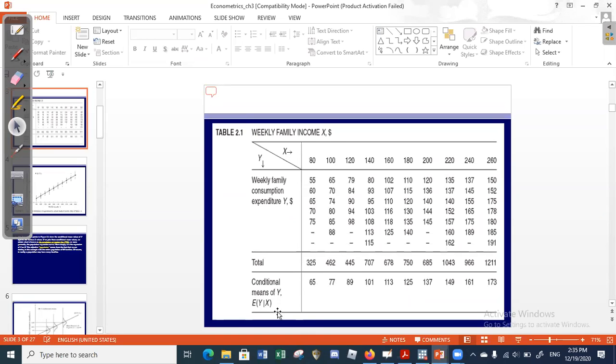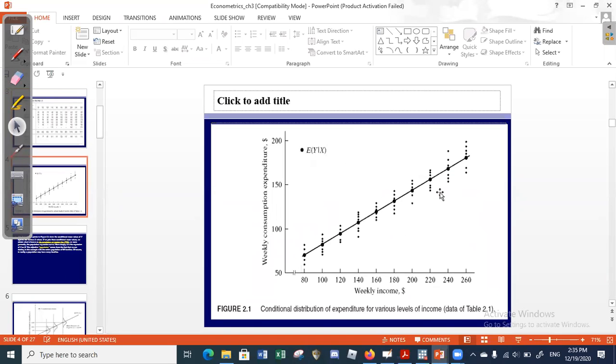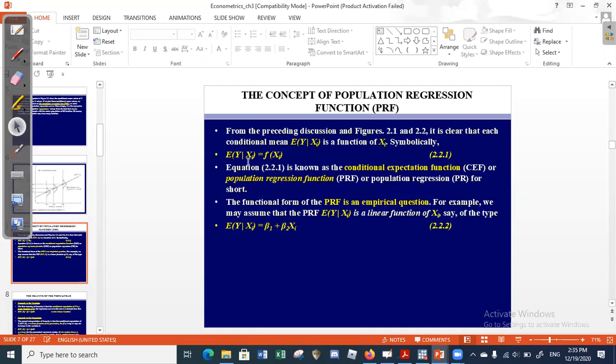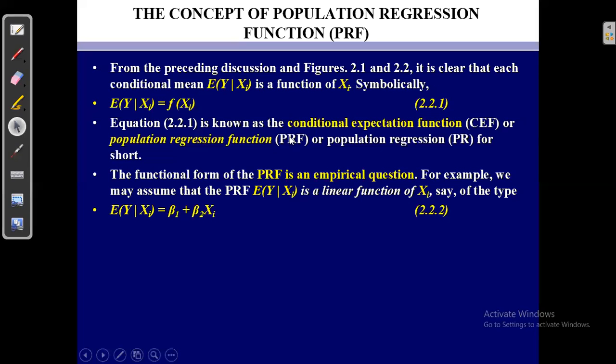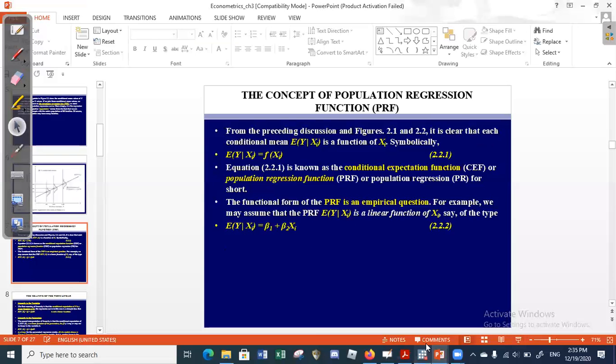So how is this conditional mean of y connected with x? PRF is basically a mathematical function which connects the last row of this table with the top row of this table, which means connecting the conditional mean to the explanatory variable x. And mathematically, we write it like this: the expected value of y given xi is f of xi.